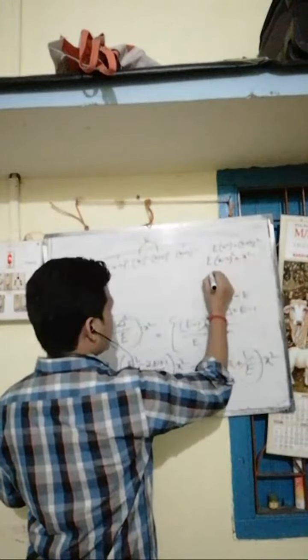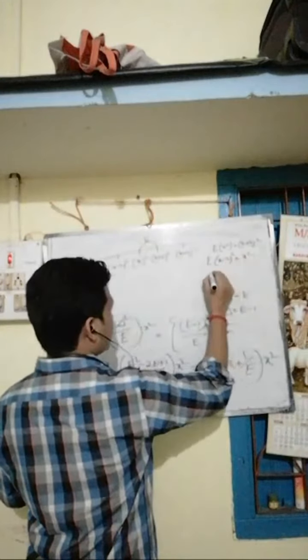Clear? So E of x square, that means x plus 2 whole square minus 2x square plus x minus 2 whole square, and after simplifying it we get the answer 8. So 8 is the answer.